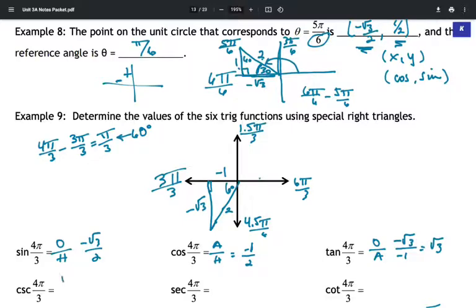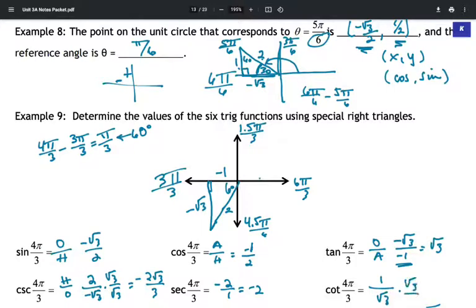Cosecant is the reciprocal of sine, so it'll be hypotenuse over opposite, so it'll be 2 over negative square root of 3, which we need to rationalize. So it'll be a negative 2 square root of 3 over 3. Secant's a reciprocal of cosine, so negative 2 over 1, or just negative 2. And then cotangent's a reciprocal of tangent. I'm going to flip this fraction, so it'll be 1 over square root of 3, which we need to rationalize. So it'll be square root of 3 over 3.